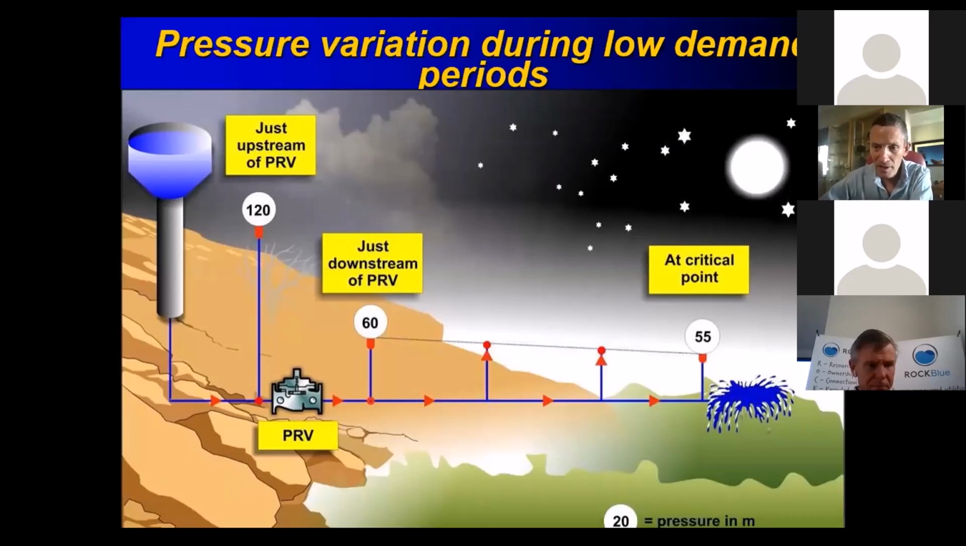So typically, most burst pipes in a reticulation system will tend to occur between midnight and 6 o'clock in the morning, when the demand for water is very low, and as such, the static pressure in the system has increased. Very basic.